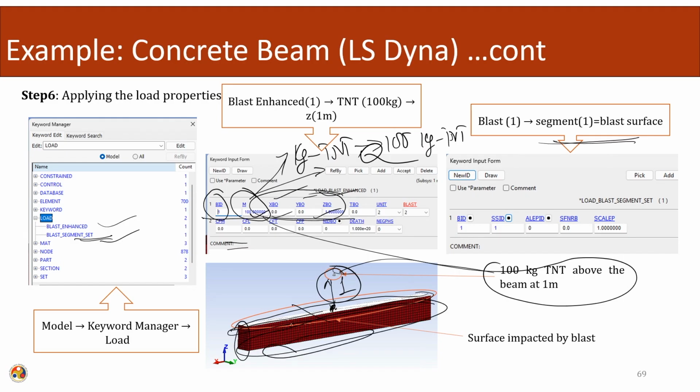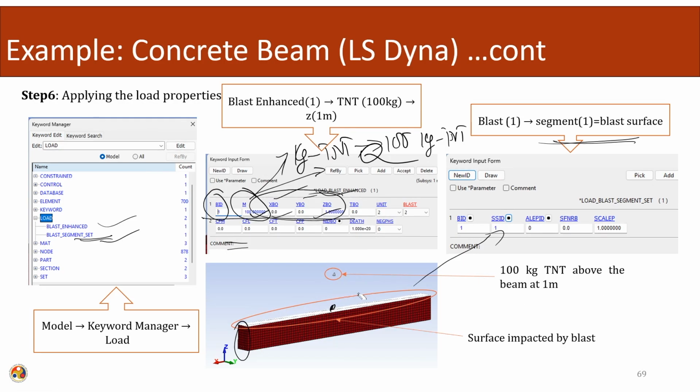So whichever face we want to apply the charge, we will choose that node and make this a segment. It means that a blast having a magnitude of 100 kg of TNT, located at 1 unit from the center, is applied on this particular face. Whichever face it is applied to is given by this segment, and the magnitude and the location are given by this card. In this way we apply the blast loading.